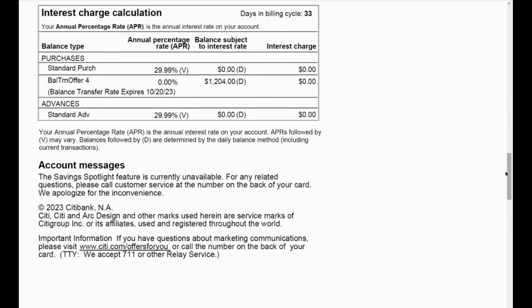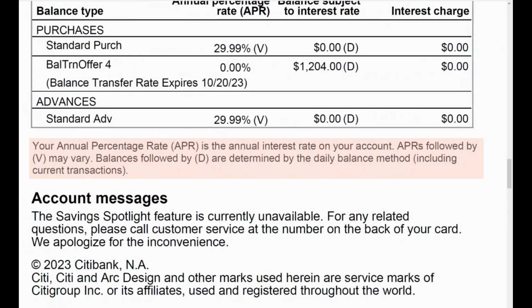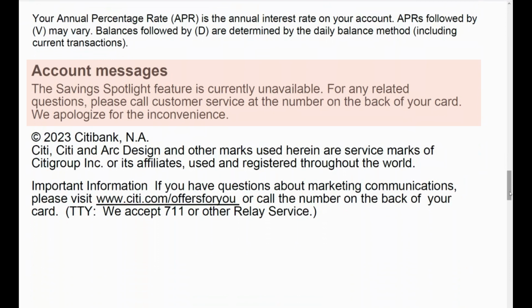And right below that table, there are more disclosures for you. Your annual percentage rate is the annual interest rate on your account. APRs followed by a V may vary. Balances followed by a D are determined by the daily balance method, including current transactions. And this is important. We'll read more about what the daily balance method means. Account messages. The Saving Spotlight feature is currently unavailable. For any related questions, please call customer service at the number on the back of your card.